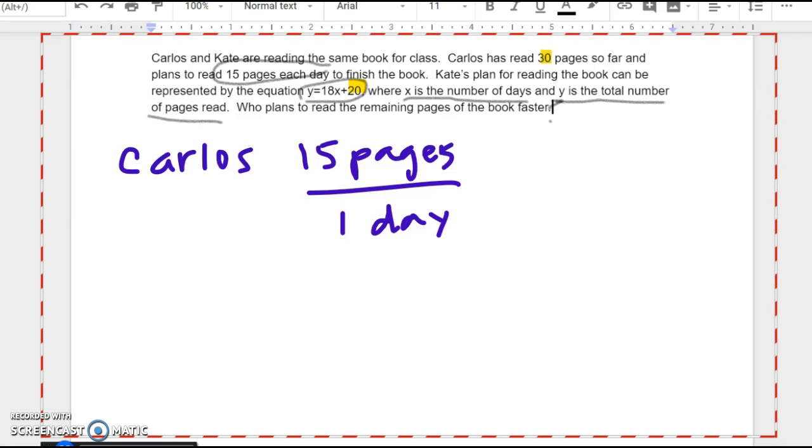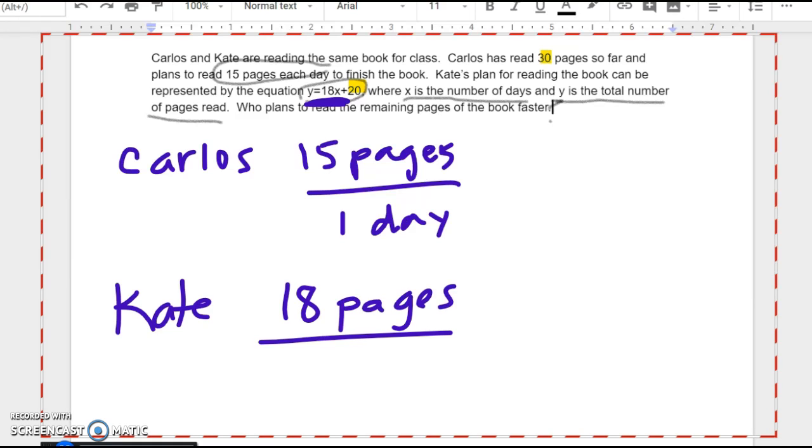Now, easy enough, if you look at x being the number of days, we have here for Kate 18x + 20. So Kate, her rate of change, her reading per day, is that slope there. It's 18 pages per day.